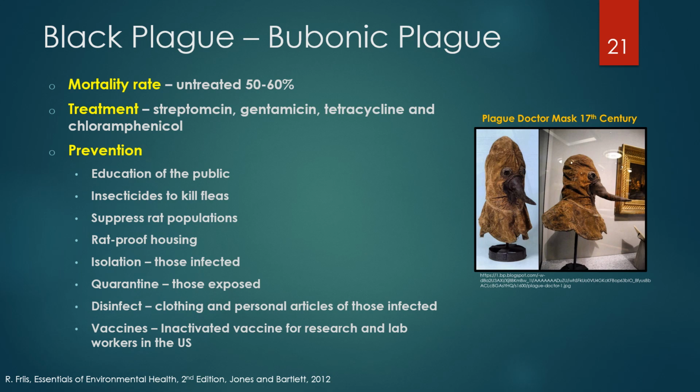Prevention consists of education of the public, the use of insecticides to kill fleas, suppress the rat population, rat-proof housing, isolation for those infected, quarantine for those exposed, the disinfection of the clothing and personal articles of those infected, and the select use of vaccines for research and lab personnel working with the organism. The only plague vaccine available in the US is an inactivated vaccine. There are live attenuated and recombinant vaccines available in other countries.